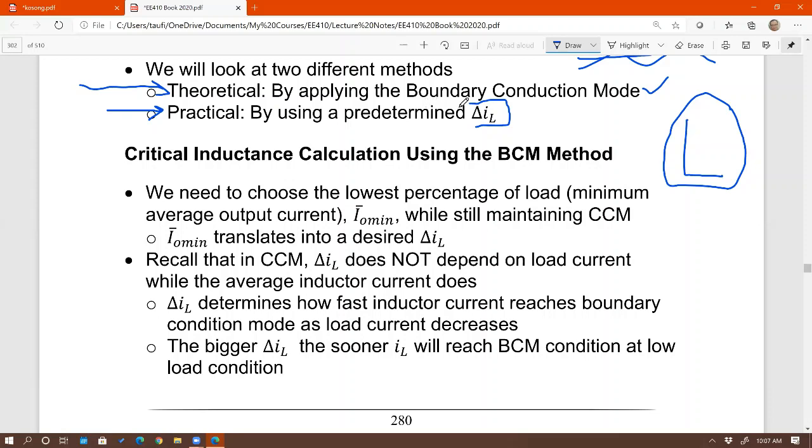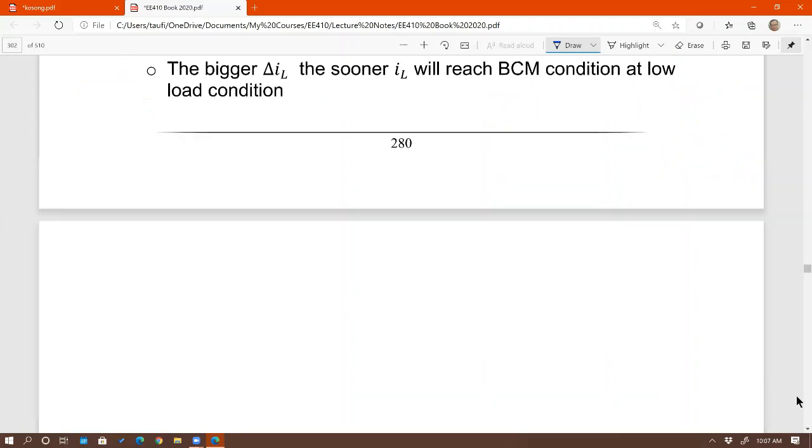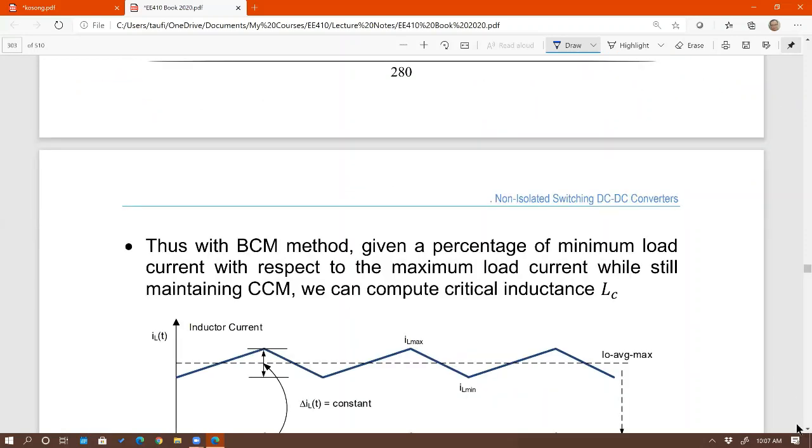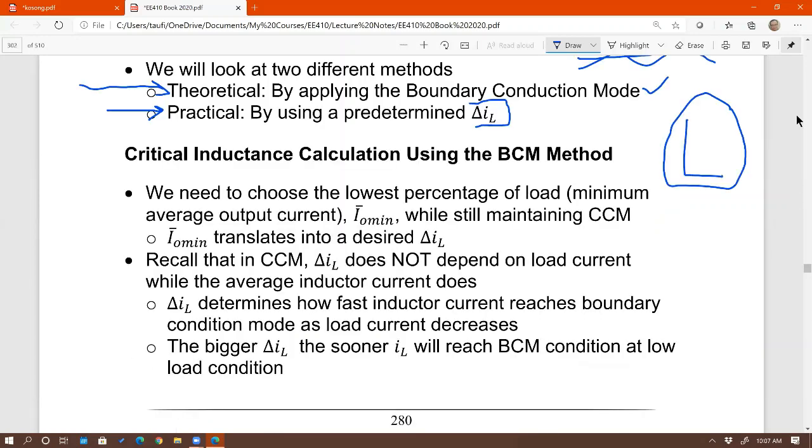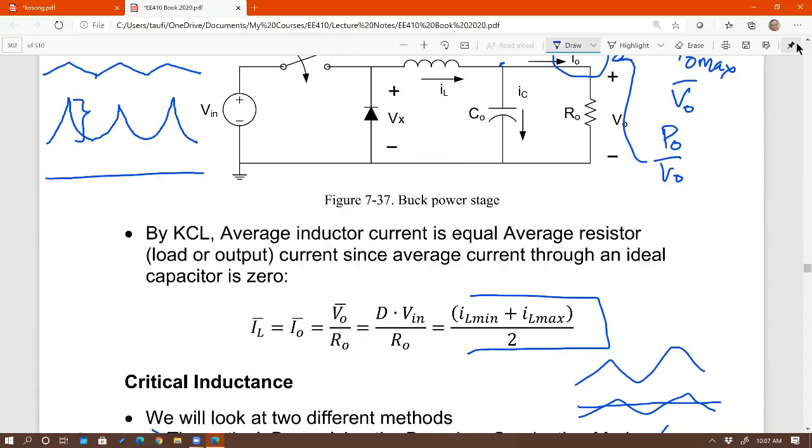The first method is using boundary conduction mode. Let me just go back here first.